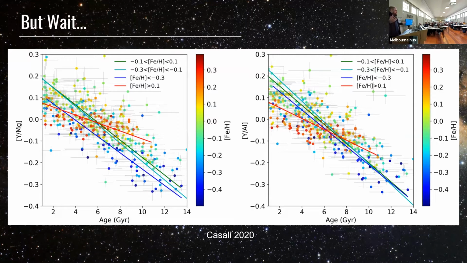So if you don't know, the Milky Way has a very strong metallicity gradient. Stars born in the inner galaxy are a lot more metal rich than stars born in the outer galaxy. And so what we think we're seeing here is a reflection of different star formation histories in different areas of the disk, which lead to a different trend in our chemical abundance clock.